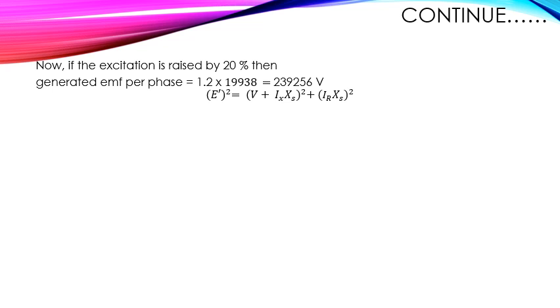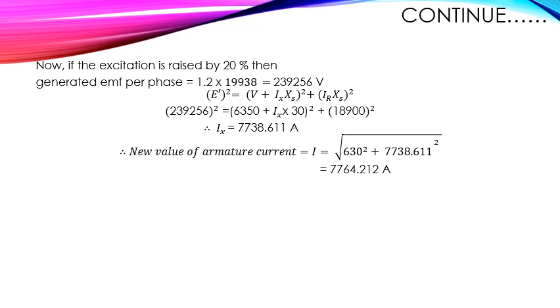Then as per the phasor diagram, E dash square is equal to (V plus IXXS) whole square plus (IRXS) whole square. So using this equation we can determine the value of the reactive component of the current, that is IX, right? Then using this IX we can find out the new value of armature current, and that is what?